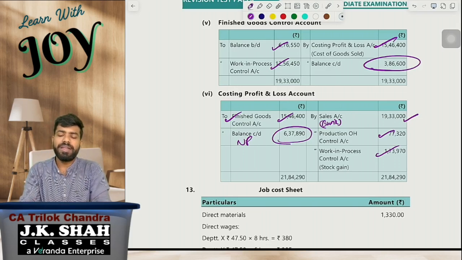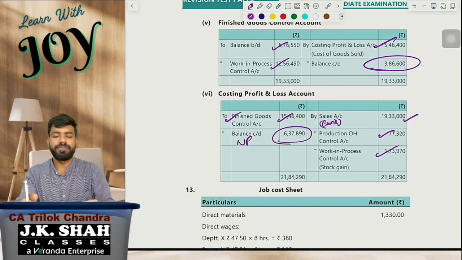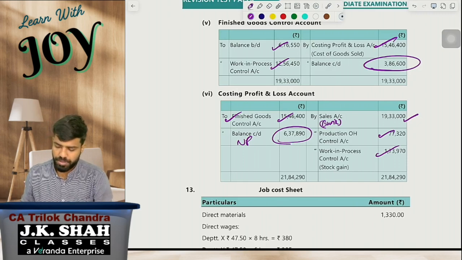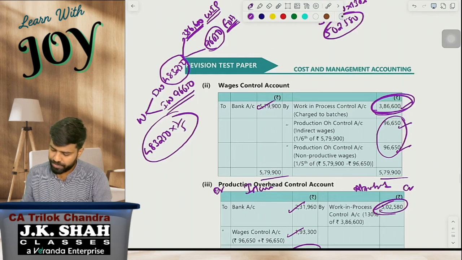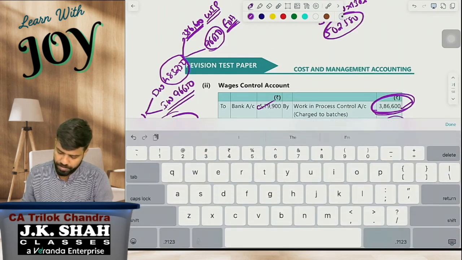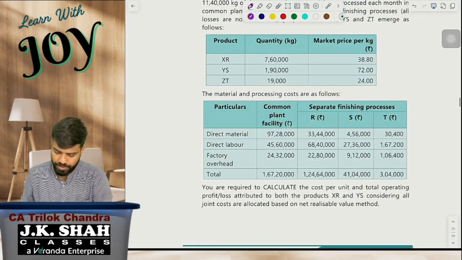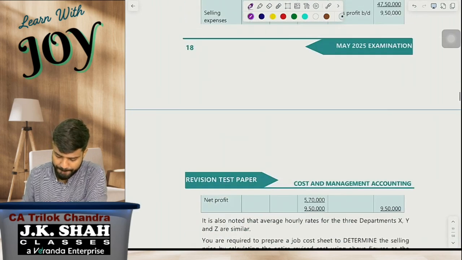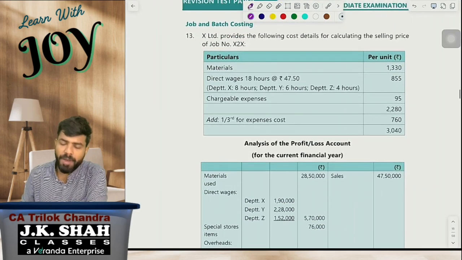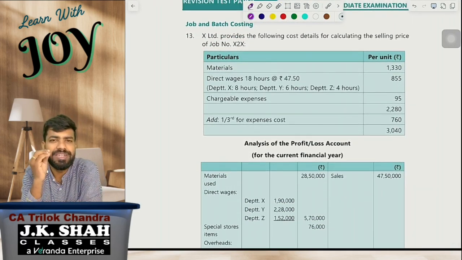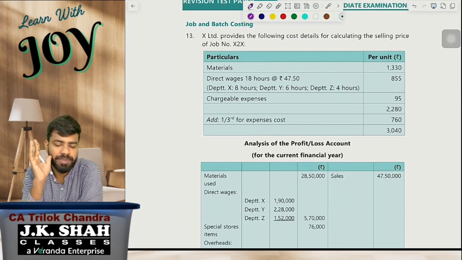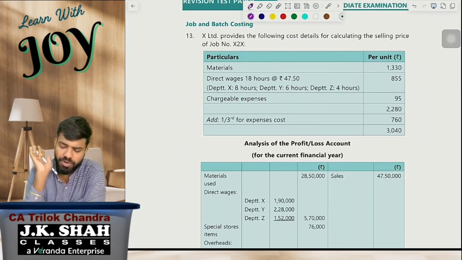Okay, now let us start with the question from job and batch costing. Okay, let us read the question. Look at the question. Job and batch costing. This question is ditto similar to the study material question. It is exactly similar to the study material question. So, okay, now look at this.